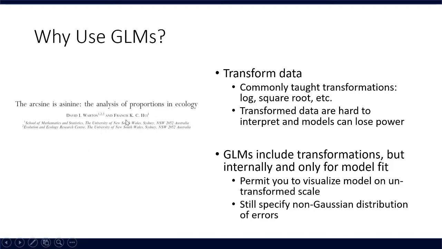And here I've got another title of a paper thrown up. The Arcsine Is Asinine is a well-known paper in ecology arguing that transforming your data is problematic because it's more difficult to interpret and you lose statistical power in a lot of cases when you do it. GLMs are a much better option.